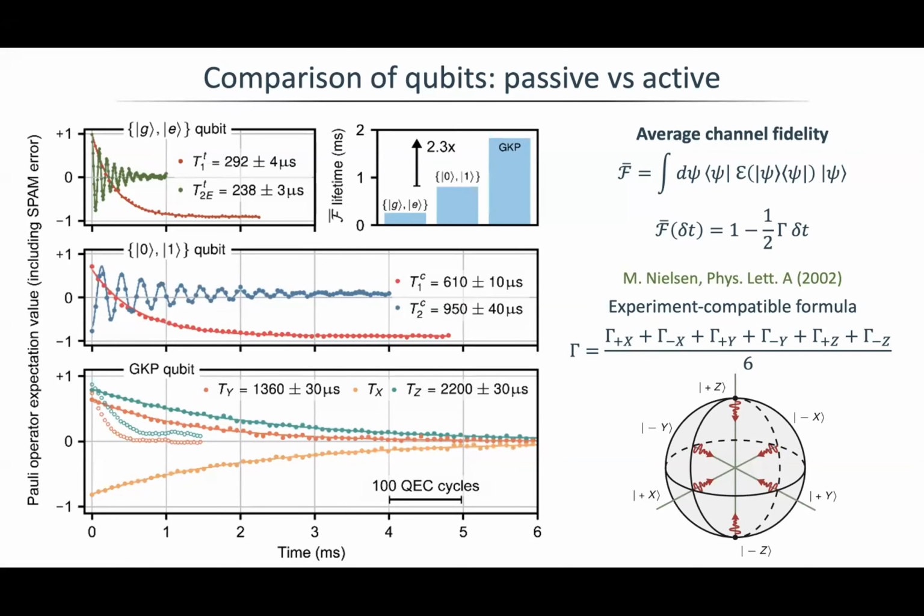So empty circles show how it decays when we don't do error correction. And you see that it actually dies off even faster than the transmon. And then the solid circles show decay with error correction. And you see that it really lives longer than all of these other qubits. And then if we want to put a single number and do a comparison among them, that's what's shown there. And that's how we know that we are a factor of 2.3 beyond breakeven.